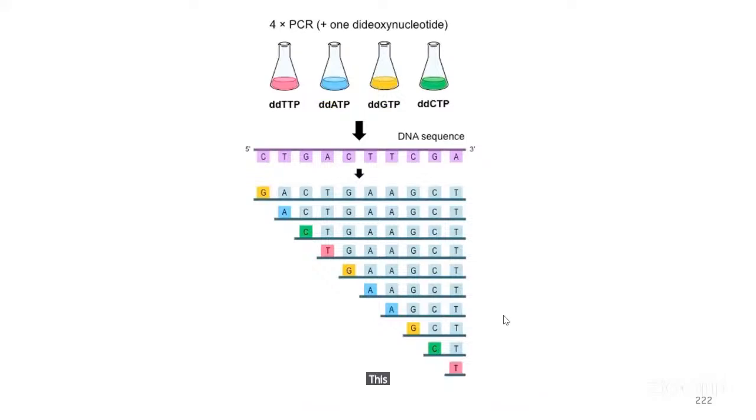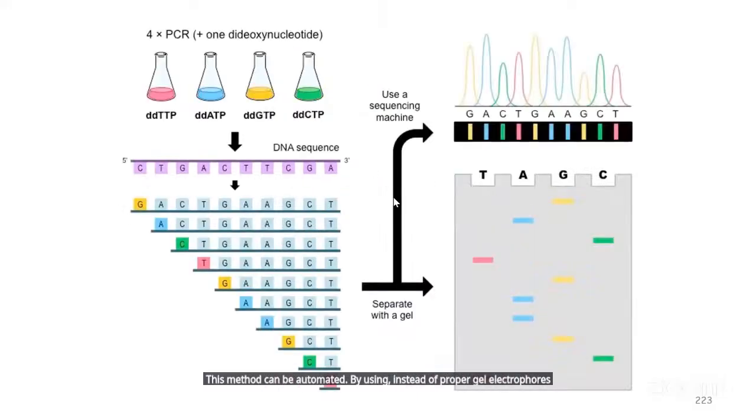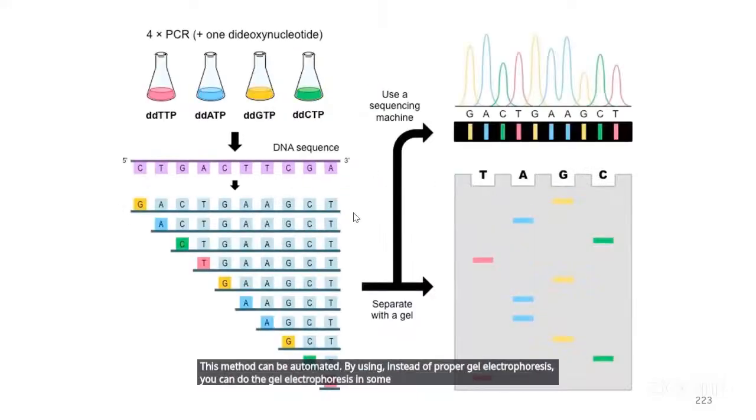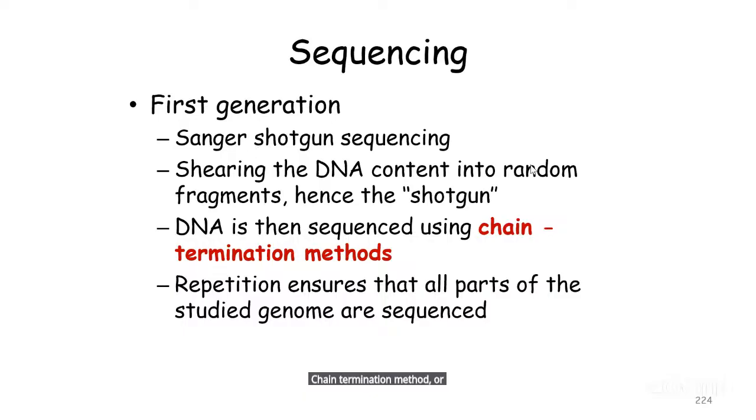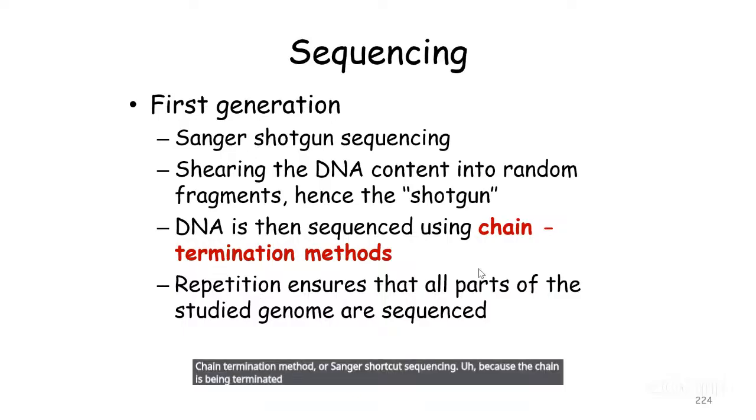This method can be automated by doing the gel electrophoresis in capillary tubes and using 4 different fluorescent molecules. With the help of that, you can automate it. This method is called the chain termination method, or Sanger sequencing. Because the chain is being terminated, it is the chain termination method. This is the first generation sequencing method.